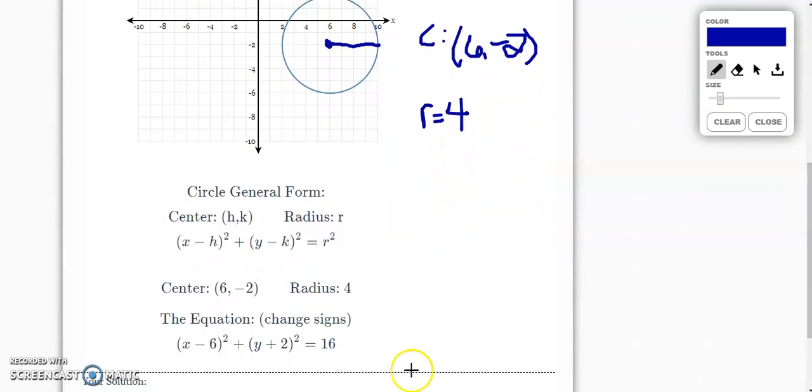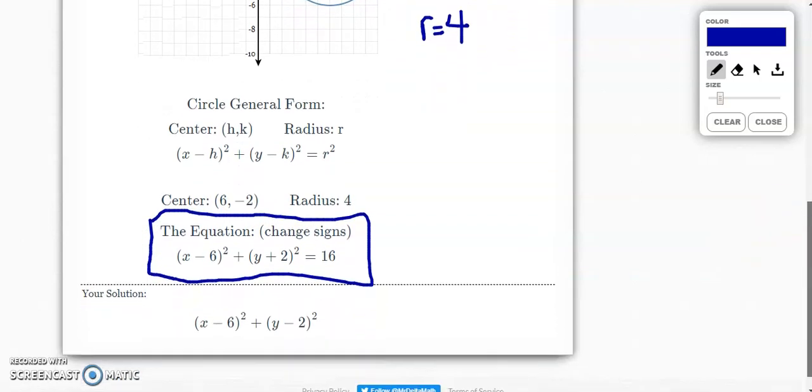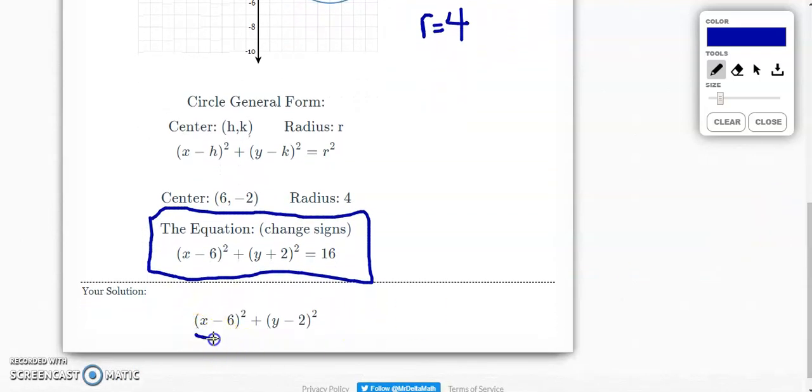All right, so down here, they're telling you the center and the radius. This is the equation that we ultimately want to come up with. And then let's see what you had answered. You had all of that correct. You had all of this correct. So the only thing you were missing here was what to do with the radius. So that's the value down here.